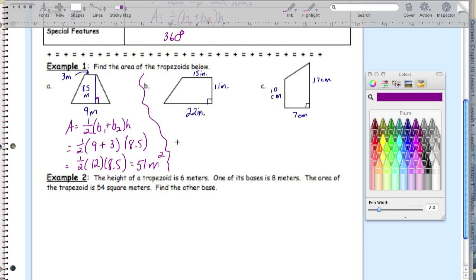Okay, let's try letter B. Area equals 1/2 (base 1 plus base 2) times the height. Base 1 is 22, base 2 is 15, and the height is 11. So I'm going to go ahead and add what's in parentheses to save myself a little bit of work. I get 37. And now I can multiply everything together. Again, you can do that all in one step, that's fine, but I do need to see the values substituted into the formula to know that you're understanding where to get the information from. 203.5 inches squared.